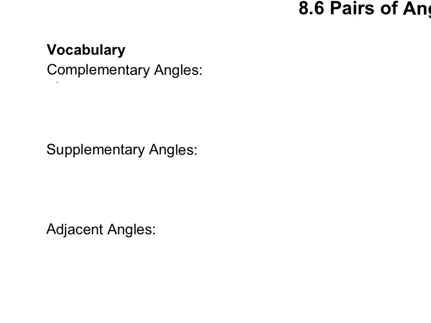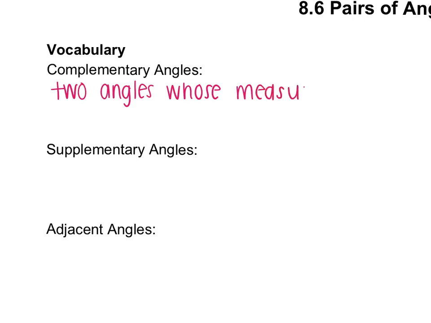So complementary angles are two angles whose measures have a sum of 90. So if two angles add up to 90, then they're complementary. Similarly, supplementary angles are two angles whose measures have a sum of 180. So if two measures have a sum of 180, then those are supplementary angles.